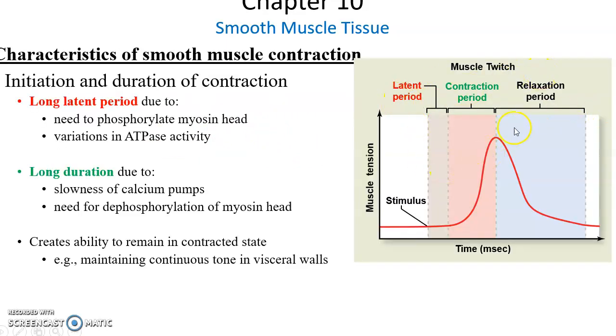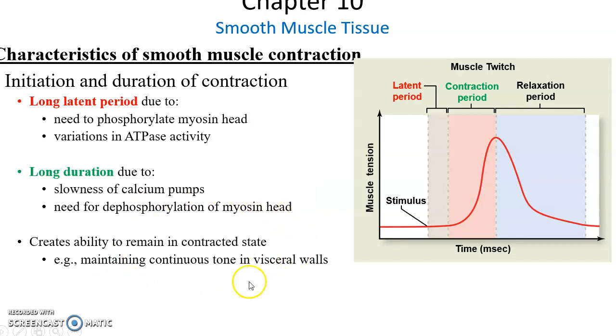We also need to talk about how the smooth muscle tissue contracts. Well, it turns out it has a longer latent period, so it takes longer for the stimulus to lead to the contraction. And this has to do with the more complicated steps in getting the myosin activated because of that phosphorylation step. And then the duration of the contraction is longer than in skeletal muscle cells, because of the slowness of the calcium pumps and dephosphorylation of the myosin heads.